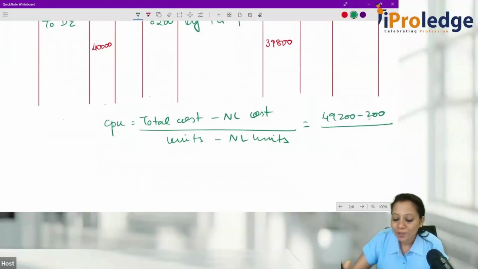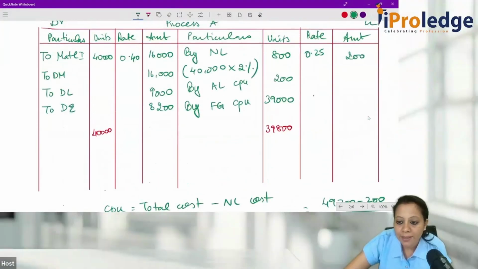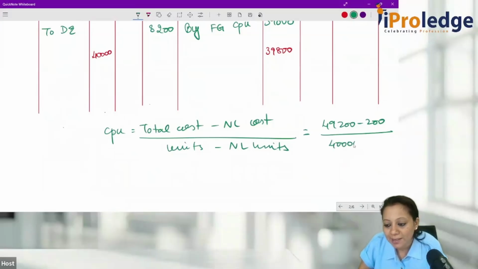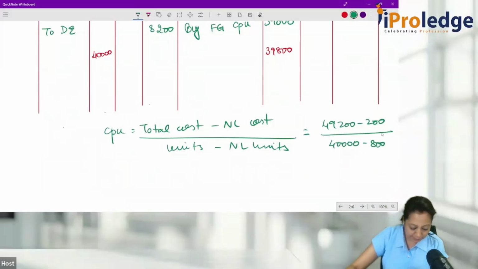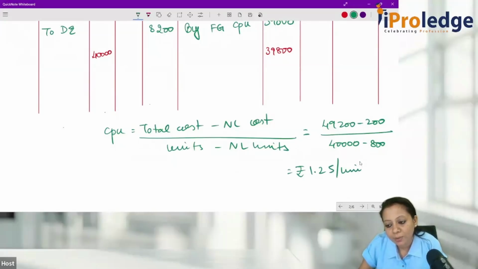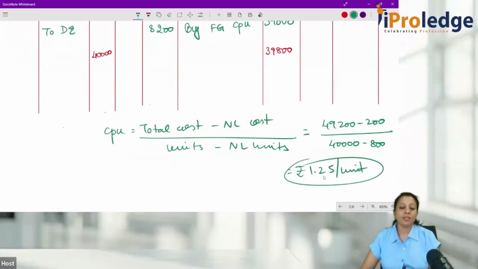Normal loss, right, ma'am. So what is the number of units, my dears? 40,000 minus 800 only. Correct, everyone? Yes. 40,000 minus 800. How much are we getting? 1.25, rupees 1.25 per unit. So from the beginning, I've not changed the format. Same format, same calculations.